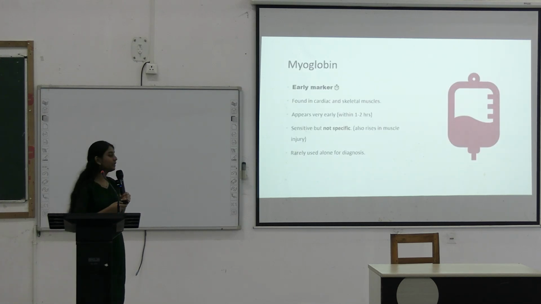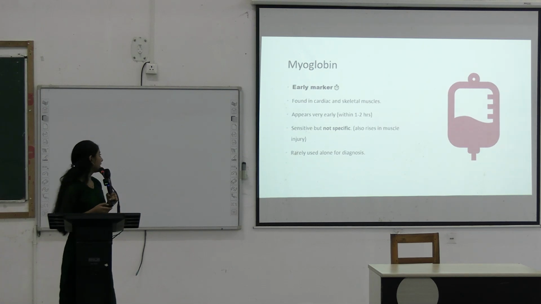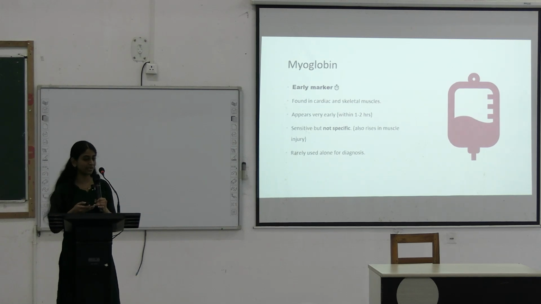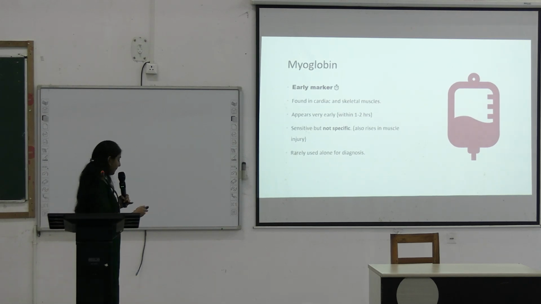Then we have myoglobin. Myoglobin is also known as an early marker, as it rises within 1 to 2 hours of cardiac injury, and it is also found in skeletal muscles. So evidently, it is sensitive, but it is not specific, as it may also rise in case of muscle injury, and it is very rarely used alone during diagnosis.